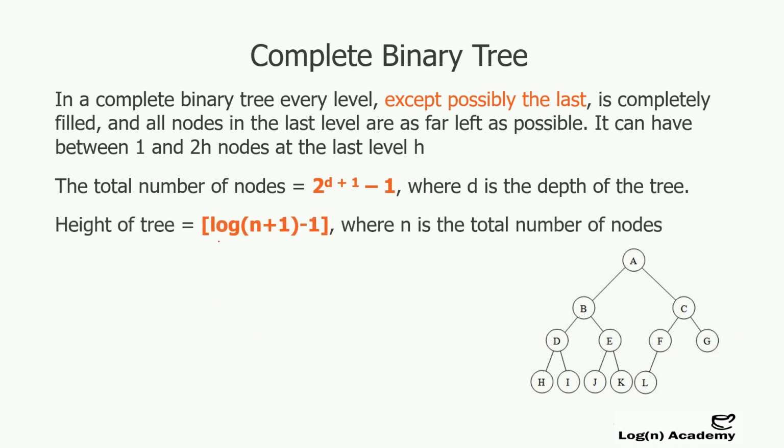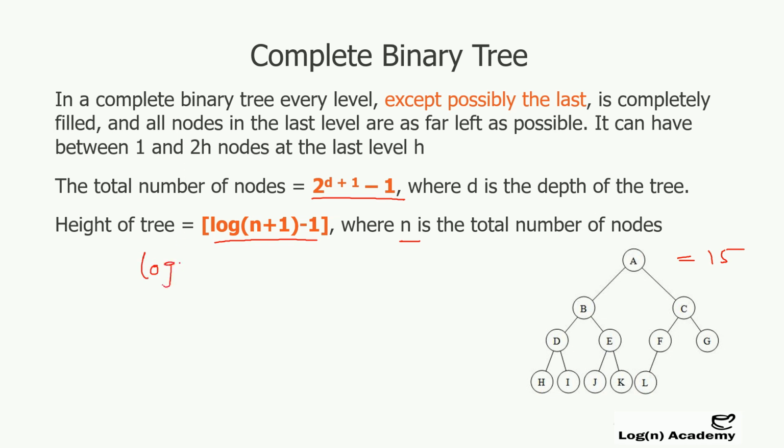Now the height of the tree. For the height of the tree, we have the formula log of n plus 1, minus 1, where n is the total number of nodes. Now with this formula, we know the total number of nodes of this tree is 15. Now let's apply this formula to get the height. In this case we know the height, and that's how we got the total number of nodes. But for the sake of understanding, let's say we do not know the height of a tree, but we know the total number of nodes. So how can we get the height of the tree?